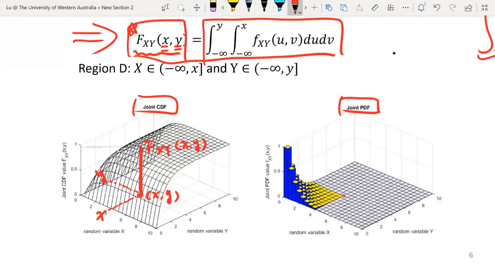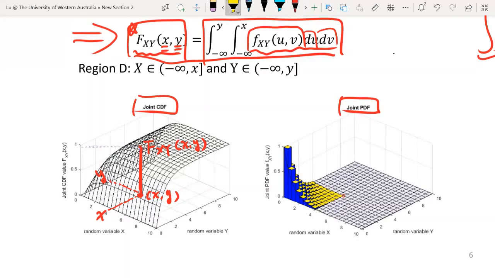Okay, now bear that in mind. On the left-hand side, we are getting a single point, and this single point is giving us a small height. On the right-hand side, what we are doing is calculating the volume of the small column. This small column is defined by the joint PDF times du dv. du and dv are just the two dimensions of the small subregion, multiplied by the height.